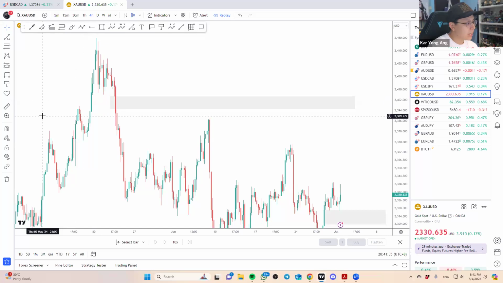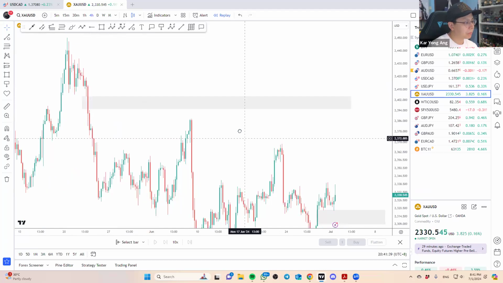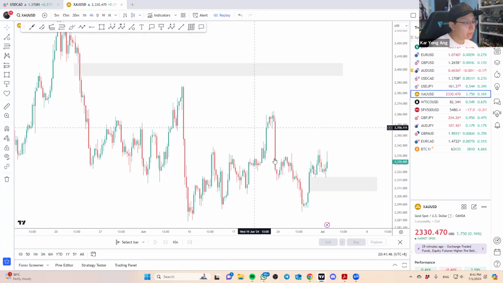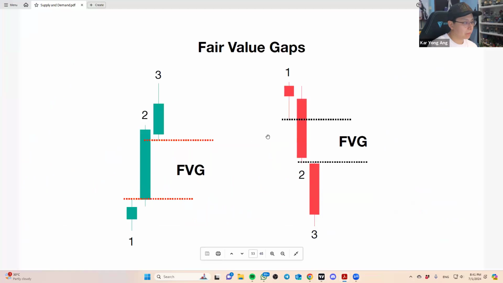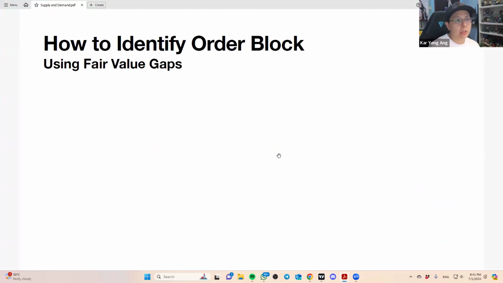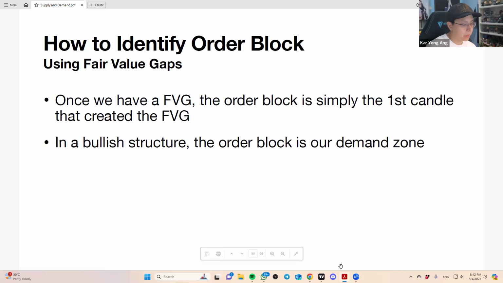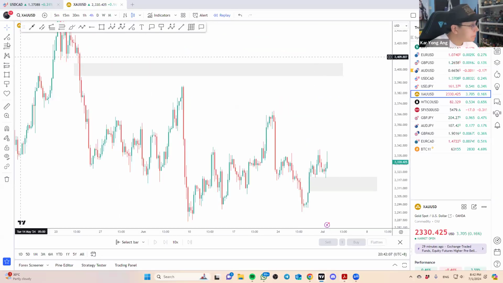So the tip to identify a fair value gap is to look for the huge candle body, and oftentimes that's where you're going to find your fair value gap. That's what I meant by this. Once you're able to identify a fair value gap, you'll be able to quickly look out for order blocks, because the simplest way to start identifying order blocks is to simply use the first candle that created the fair value gap.